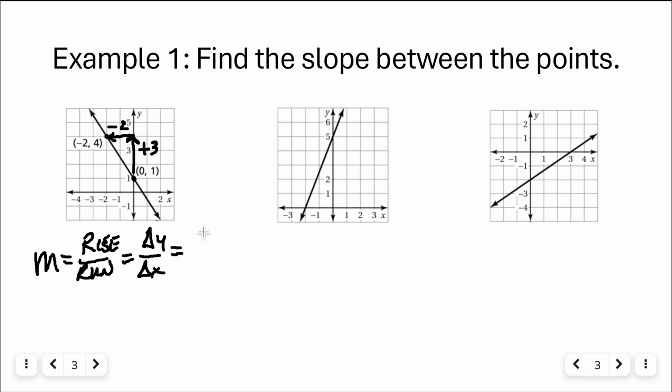So my slope is 3 over negative 2, which is negative 3 halves, right? I can put that negative in the front. There's only one negative. So my slope is negative 3 halves. That makes sense. My line's going down the hill. The slope should be negative.